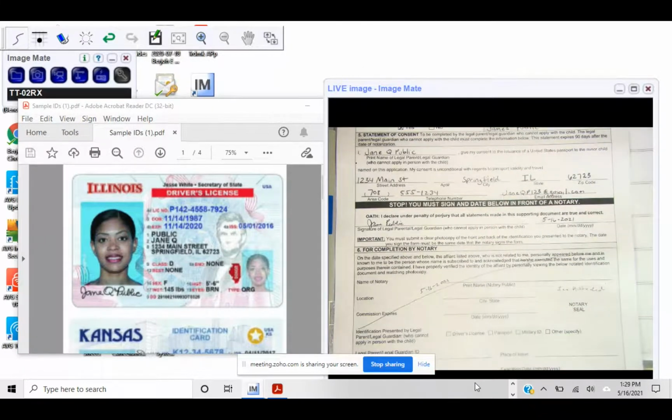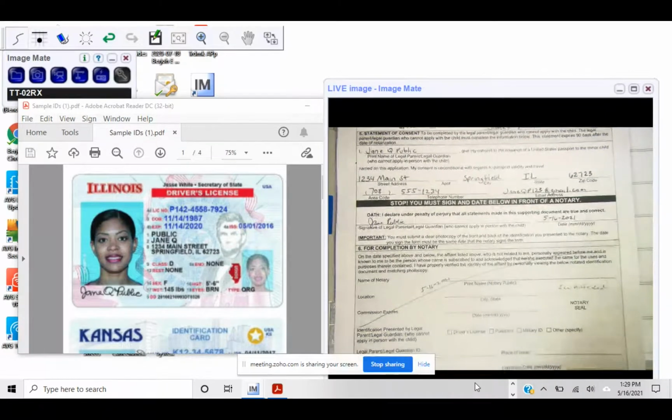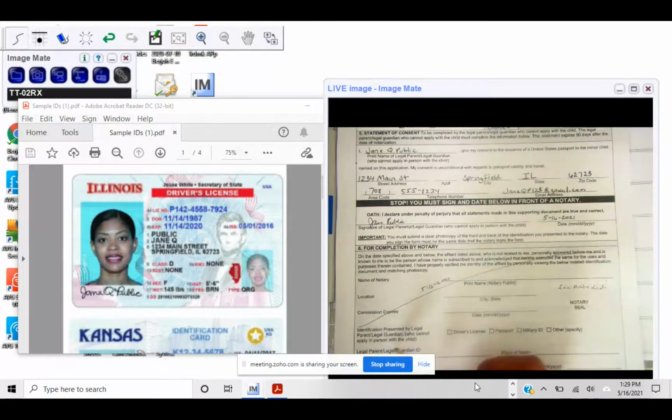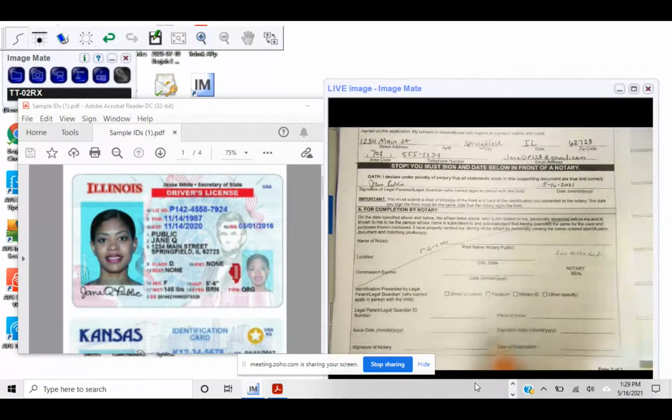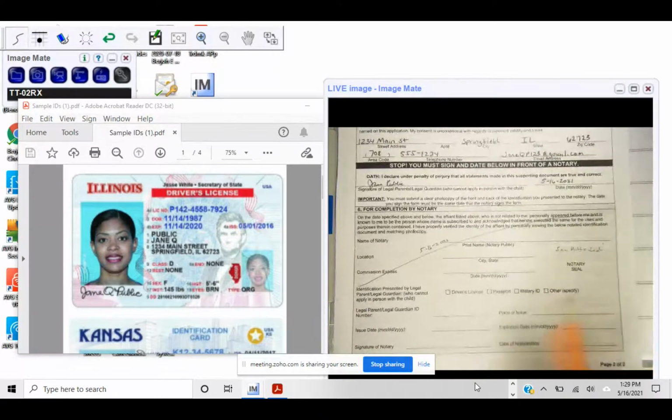So it's Jane whose ID that we're getting and putting in this bottom area. No. I done got confused. Oh, wait. Nope. You're right. I'm sorry. So it would be Jane who cannot apply in person with the child. So you're right. And that's why it's important to read. That's why it's so important.